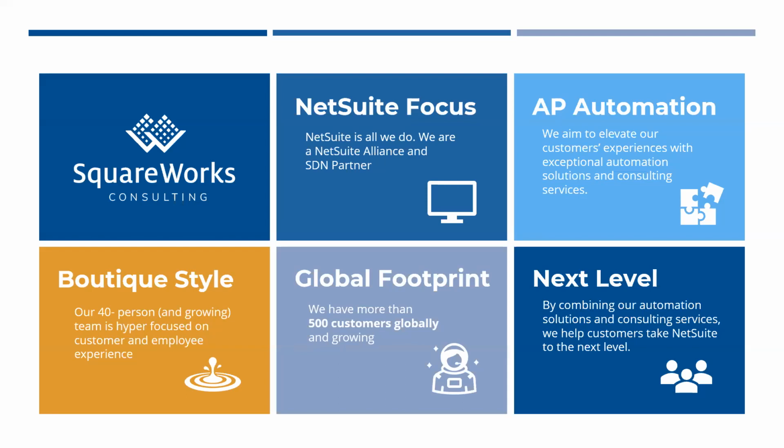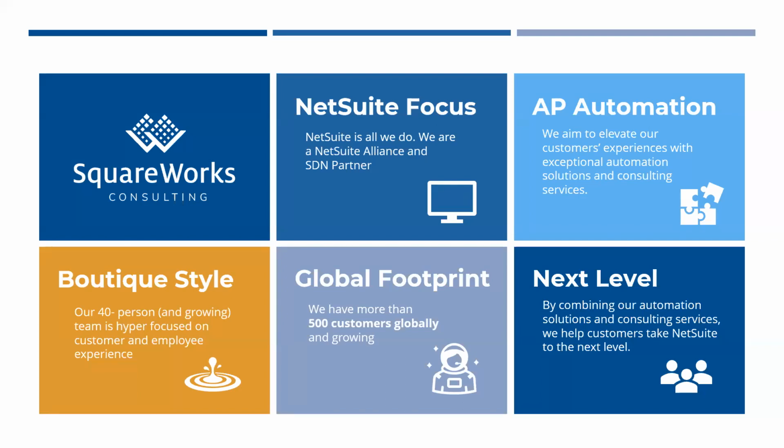So just a little bit of background on SquareWorks for those of you who are not familiar. We are both an SDN as well as an alliance partner of NetSuite's. We were founded in 2016. We have close to 40 employees today. So we're a small enough organization that we can be very flexible, easy to work with. We're very nimble, but we do add a lot of value in the context of both AP automation, which again is our focus for today, but also on the professional services side of the business, which I'll just briefly touch upon in case you do have any needs as far as that goes.